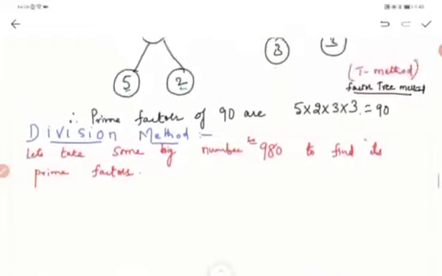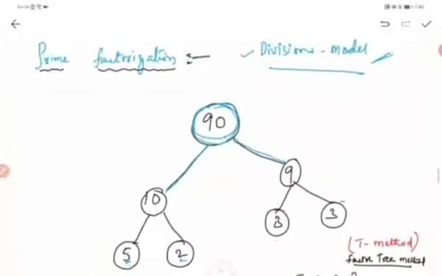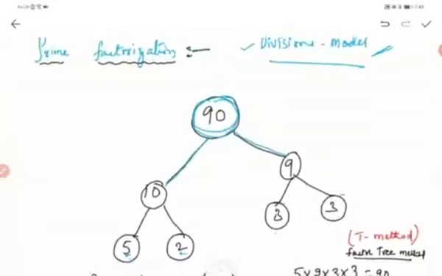We were learning about the prime factorization methods, isn't it? We had seen one method of how to do prime factorization and get prime factors. That is your T model or tree model. You call this the factor T model, T for tree. Okay, tree model.